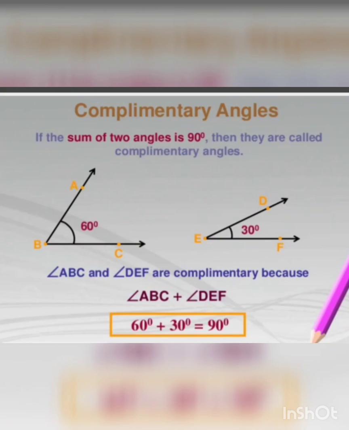Complementary angles. If the sum of two angles is 90 degrees, then they are called complementary angles. So if you see in the angle ABC and angle DEF, one of the angles is 60 and the other angle is 30. So the sum of them is 60 plus 30, that is 90 degrees. So here we can say that angle ABC and angle DEF are complementary angles.